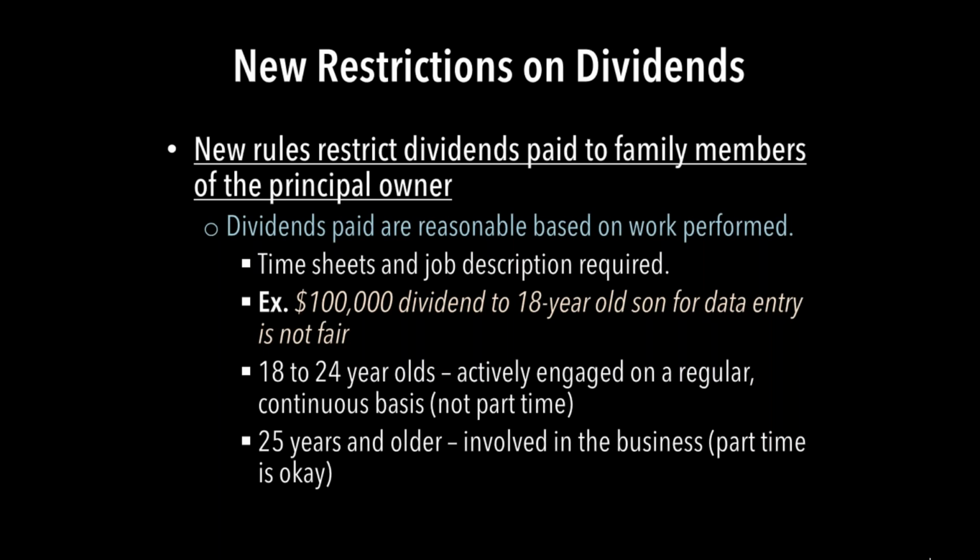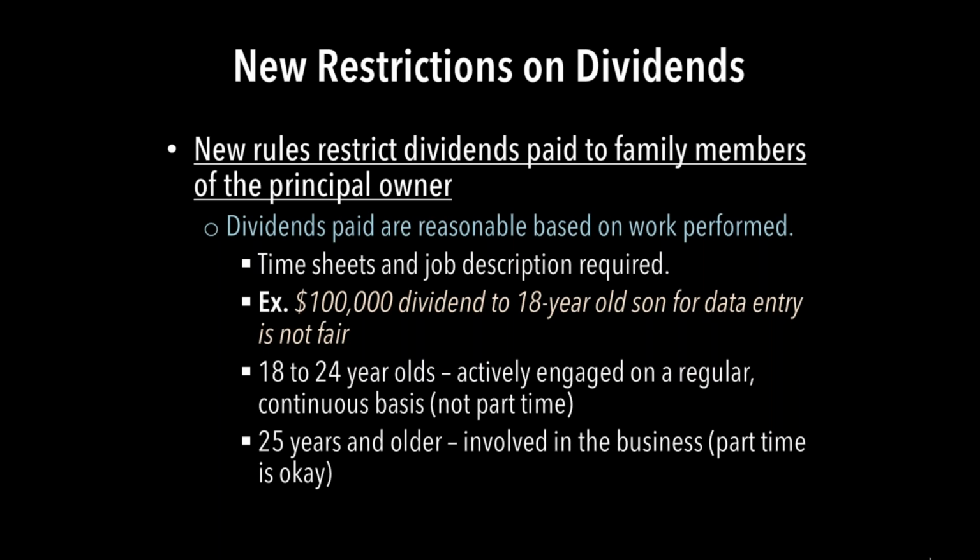The government has placed restrictions on the rate of return that a family member can receive on their investment in a business. The rate of return is represented by a dividend payment. For those 18 to 24 years of age, the rate of return percentage is determined by the CRA on the amount invested. For those 25 years and older, the rate of return is based on market risk.